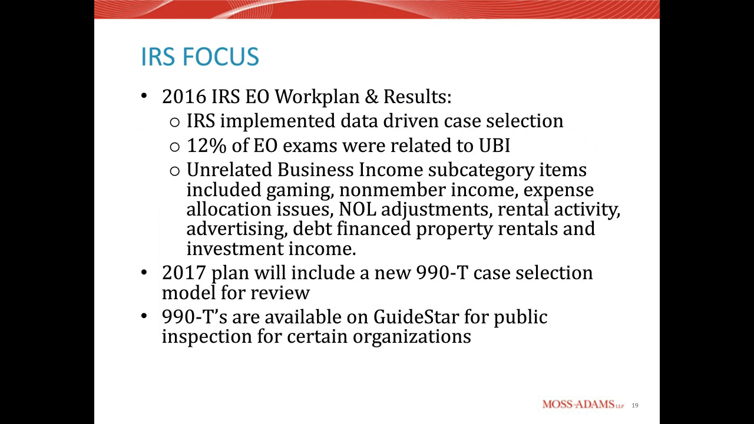In 2016, the IRS had nearly 5,000 examinations, and 611 of them were related to unrelated business income of exempt organizations. They noted that the items of review were gaming, non-member income, expense allocation issues, non-operating loss adjustments, rental activity, advertising, debt finance, property rentals, and investment income.